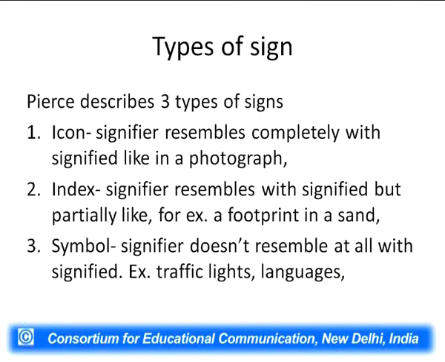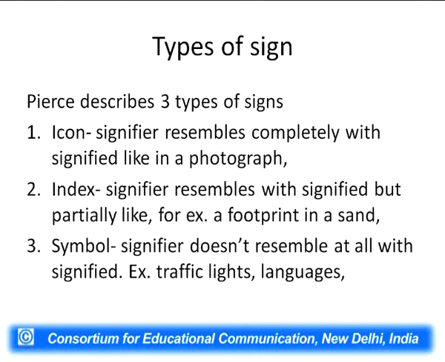Now, C.S. Peirce, the American logician and philosopher, describes that there are three types of signs. First type of sign is icon, the second type of sign is index, and the third type is symbol. As we know, sign is something that is replaceable by something else. Sign is something that stands for something else. So we have three types of signs.